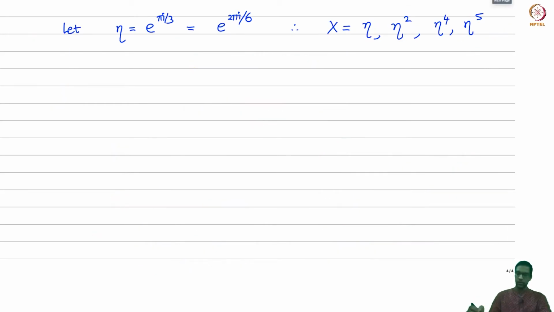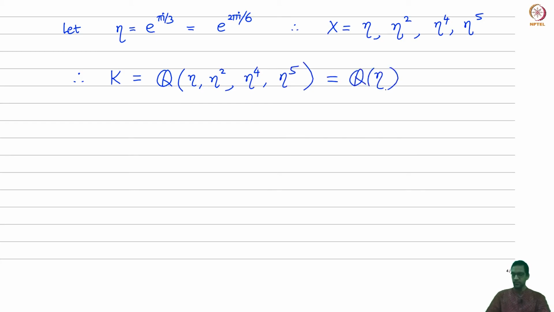Now what is Q of eta? So let's see, what is the splitting field? So therefore K is just, I need to take Q and adjoin these 4 roots, but as we saw in the earlier example, we don't need to adjoin all of them. If you adjoin eta, then you automatically get the rest, because powers of eta are definitely in this field.